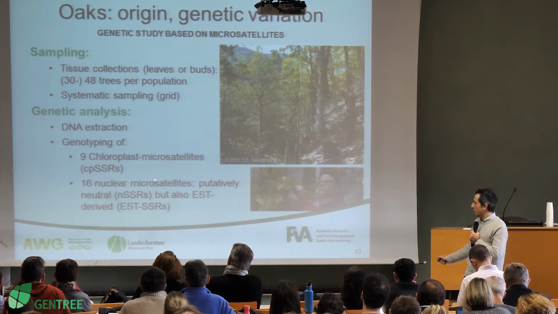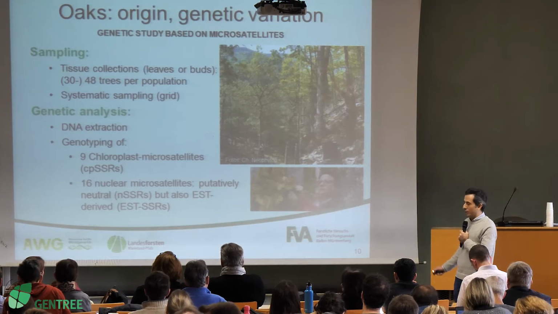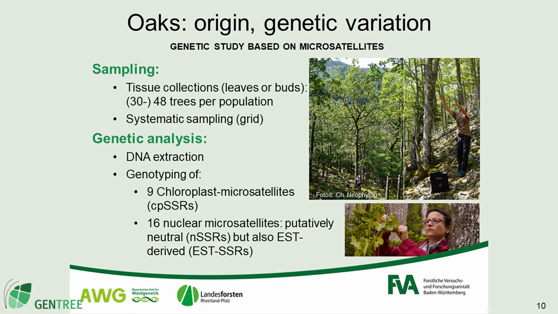microsatellites and nuclear microsatellites. And we collect tissue from 48 trees per population, if this is possible. Some populations are not big enough. We decided to go down to 30, but not less. And we sample based on a quadratic grid in order to systematically sample the population.